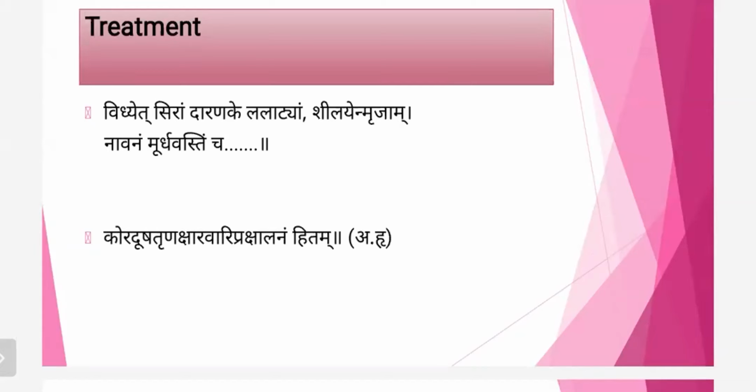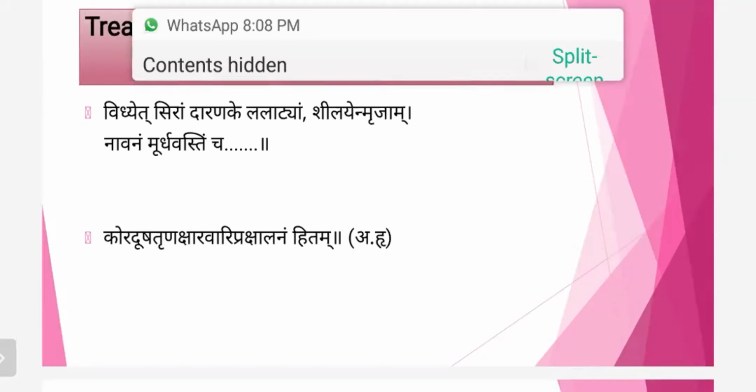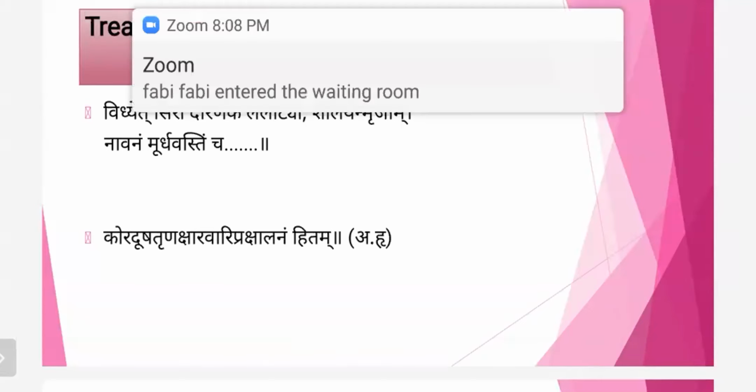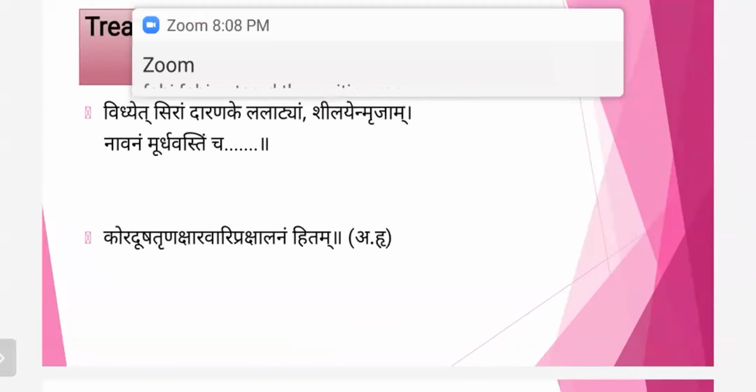And Acharya again mentioned that Kora Dosha Trinakshara Vadi Prakshalanam Hitam, means while the skin is shedding out, we have to clear that shedded dead skin by the Kora Dosha Trinakshara, means any type of application with the Kshalana property. Either we can use the lemon juice or we can use any type of Kshara which is diluted in the water and can be used for washing the hair for removal of the dead skin.